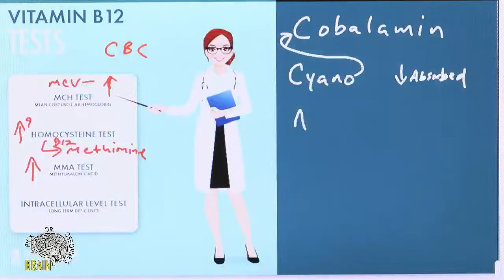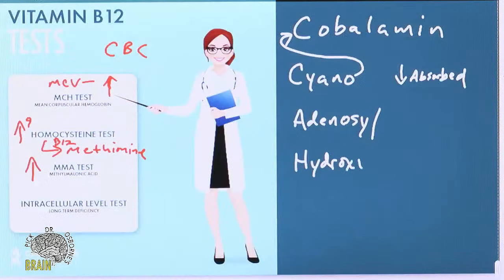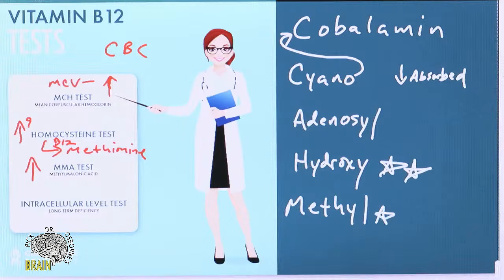You also have another form called adenosyl, which is better than cyanocobalamin. And then you have hydroxy, which is the natural form found in the body. And then you have the activated form, methylcobalamin. So these are the two I prefer, hands down.